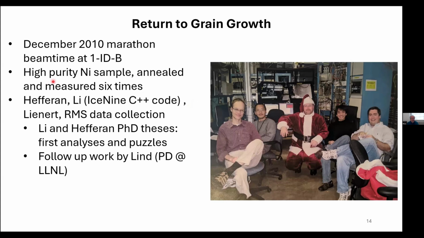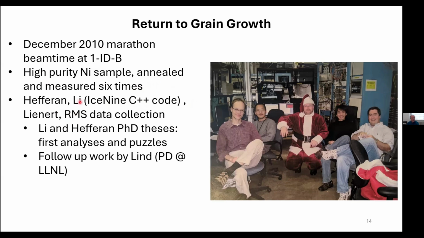So in that run, we measured a high purity nickel sample, which was annealed 6 times. So we measured the same volume of material 6 times after successive annealings. And that data was reconstructed using Frankie's C++ code.